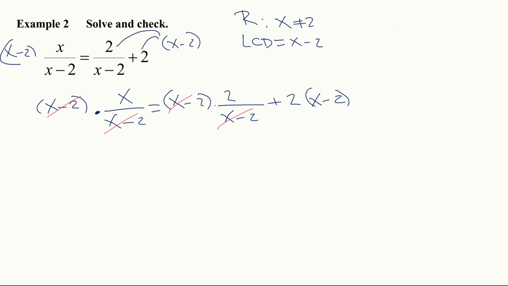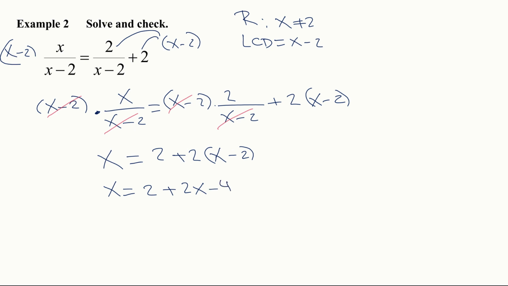So we end up with only x on the left side. And on the right side, from the first term, we're left with 2. And then plus 2 times x minus 2. So we have x equals 2 plus, now we're going to distribute the 2. Make sure you don't add those first. You know the order of operations tells you have to multiply before you add. So plus 2x, and then 2 times negative 2 is minus 4.